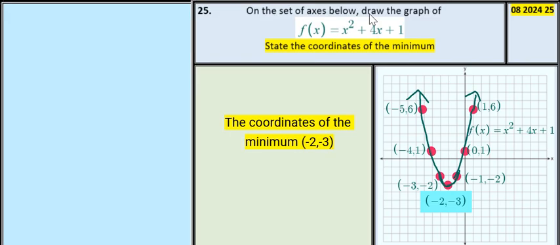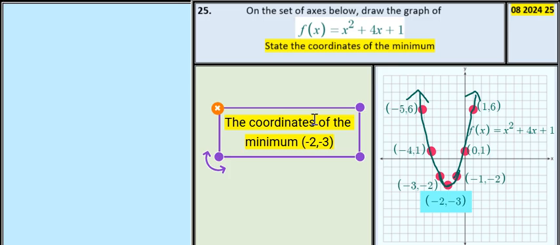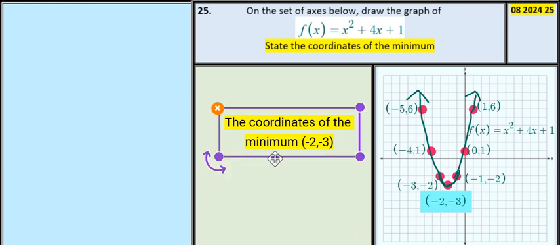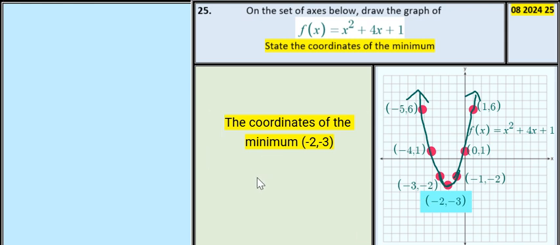Now, our final details here, we need to connect the dots, put arrows at the end of our parabola, make sure all our points are labeled, and label the graph. Now, the question asks, state the coordinates of the minimum. The coordinates of the minimum, negative 2, comma, negative 3. I recommend actually stating that on the side to make sure you get full credit for this question.